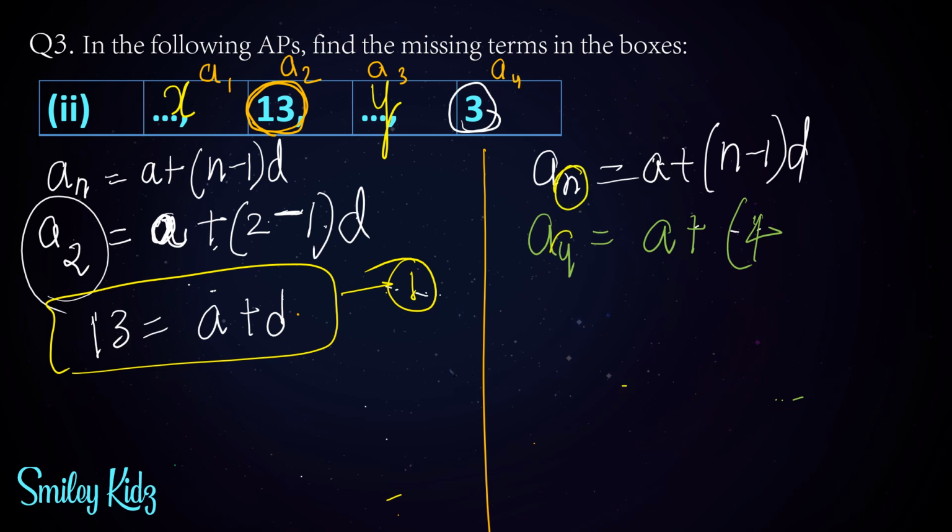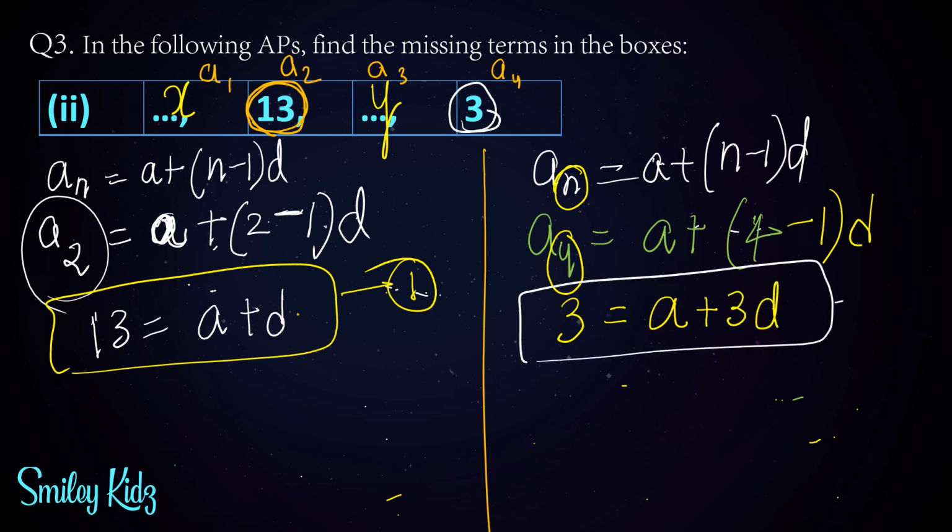Here n is 4. We have equated it. So 4 minus 1 into, what is d? D is the unknown value yet again. Now, what is the value of a4? a4 is 3. So 3 is equal to a plus 3d. Now, this is the other equation we have arrived at. Now, upon solving these equations, we might get the value of a and d, isn't it?